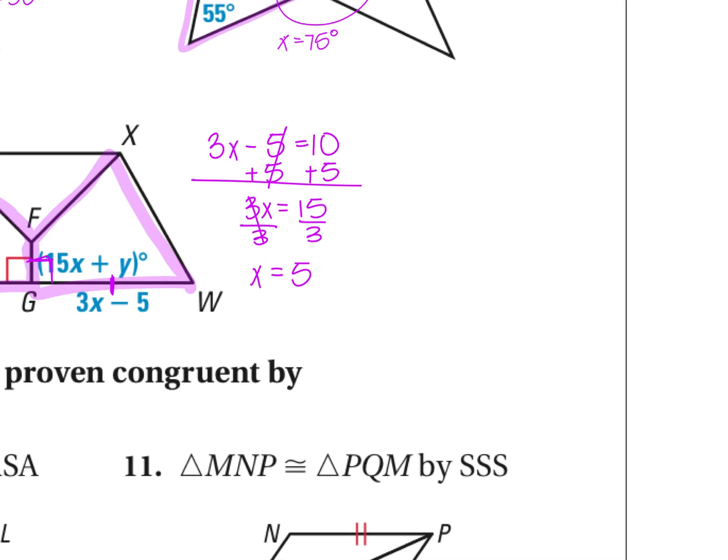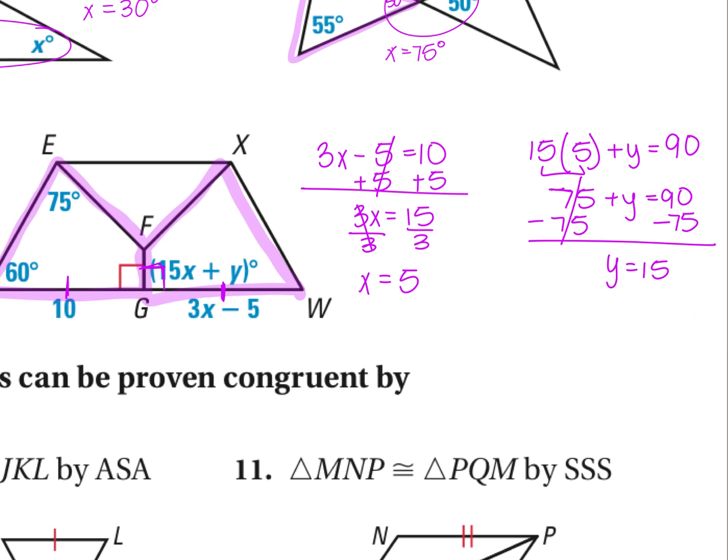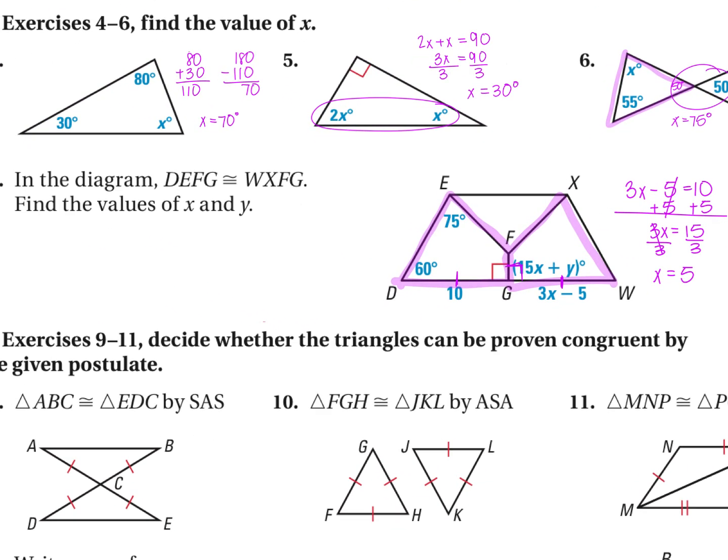So plugging in my 5 for x, I'm going to have 15 times 5, because that's where my x was, plus y equals 90. Solving it, 15 times 5 is going to be 75, plus y equals 90, and I'm subtracting 75 from both sides. Y is going to equal 15. So my answer for x is 5, and y is 15.